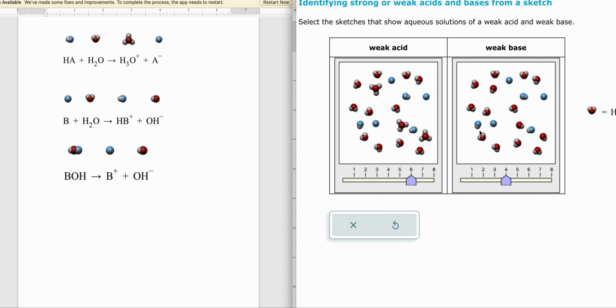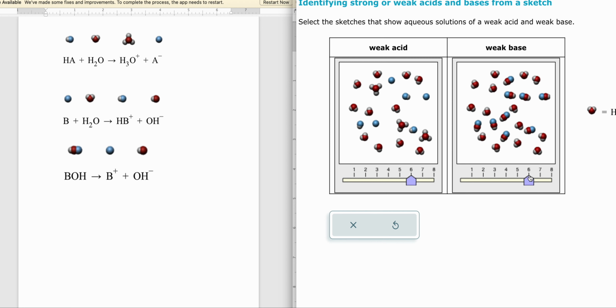Then we take a look at this one right here. Here we have HB and HA and A minus. That's kind of an acid. Here we have no B pluses at all. Here we have a bunch of BOHs, but we have no B pluses and OH minuses. Here we have, well, no B pluses, so nothing's dissociating here. And here we have some BOHs. So if we go back here, the only option we really have is this guy.